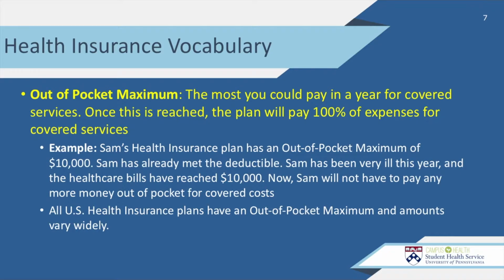An example is, Sam's health insurance plan has an out-of-pocket max of $10,000. Sam has already met their deductible. Sam has been very ill this year, and their health care bills have reached $10,000. Now, Sam will not have to pay any more money out of their pocket for covered expenses. Again, the term out of pocket means you are paying for those costs.